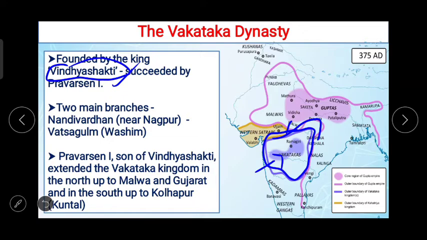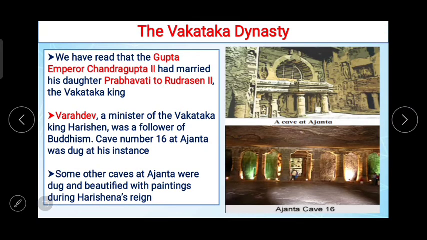We have read that Gupta Emperor Chandragupta II had married his daughter Prabhavati to Rudrasen II, the Vakataka king. Now try to understand this relation also. It used to happen that there were different kings and different kingdoms, and if their children got married to each other, then relations were formed, and that was often good for the kingdom. So here also, Gupta emperor Chandragupta II had married his daughter Prabhavati to Rudrasen II, the Vakataka king.